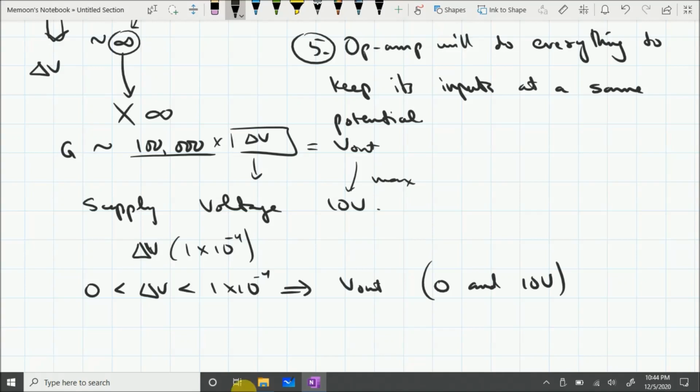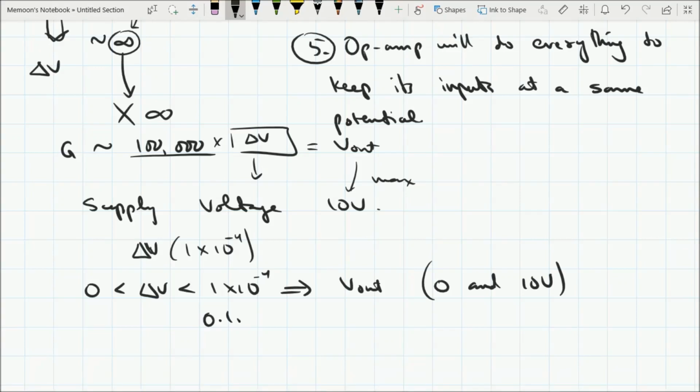So yes, you can still achieve amplification in an open loop configuration, but this puts great limitations on your input voltage. 1 times 10 to the power minus 4 is 0.1 millivolts at max. Usually, what kind of signals are you trying to amplify?